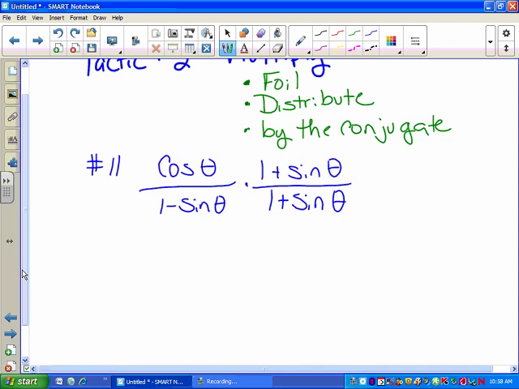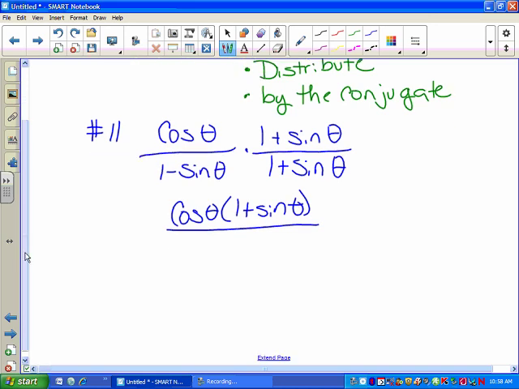So the numerator, we're just going to distribute, right? We have cosine theta times 1 plus sine theta. And make sure you remember when you multiply, you don't have to have common denominators. So we're allowed to go ahead and multiply this. So I'm just going to write it here as multiplication. Okay, so we really haven't done anything except write them as one fraction instead of 2.